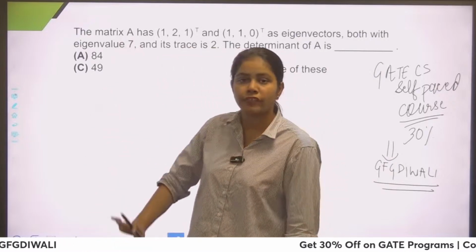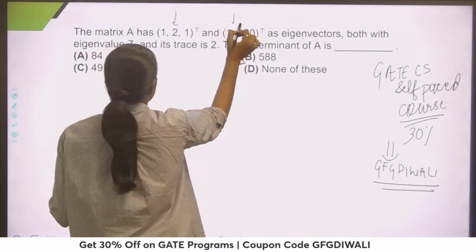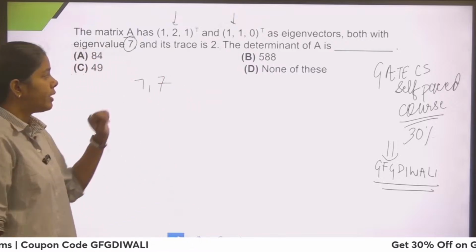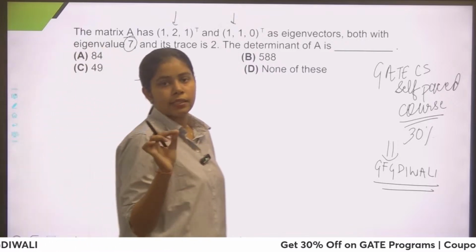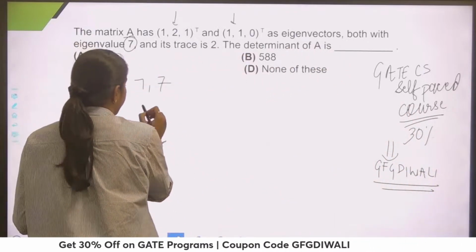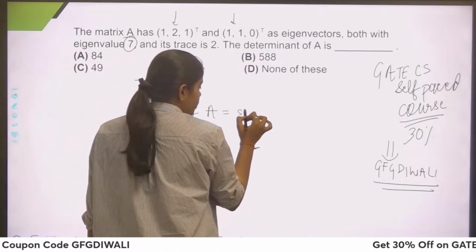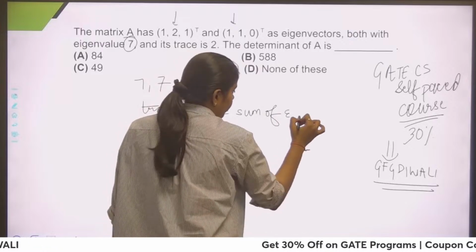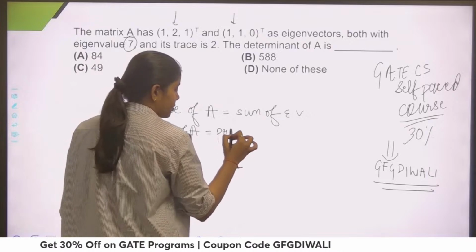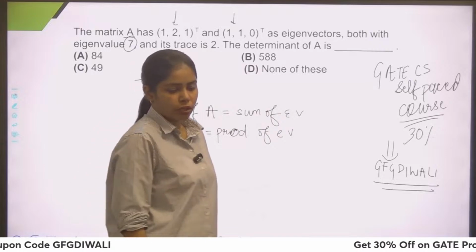Okay, so has anybody solved this question? Just let me know. So we are given a matrix A which has two eigenvectors corresponding to the eigenvalue 7. So that means this eigenvalue 7 is repeating 2 times, and we are given trace 2. They are asking for the determinant of A. So guys, two important properties we have to remember: trace of a matrix A is equal to the sum of eigenvalues, and determinant of A is equal to the product of eigenvalues. So these two formulas are important to solve questions like this.